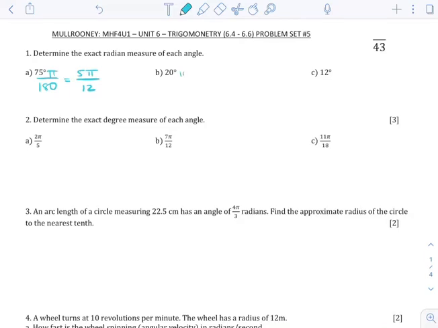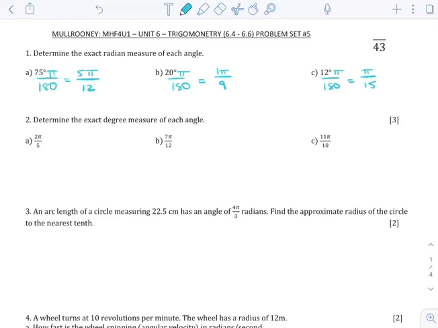Same goes for the next one. Multiply by pi over 180. Try to reduce it. Well, 20 goes into 20 once, so 1 pi, or just pi. And 20 goes into 180 9 times. So pi over 9, or 1 pi over 9. And lastly, multiply by pi over 180. Try to reduce them. We might say, well, how many times does 12 go into 12? It goes once. How many times does 12 go into 180? It goes in 15 times. So pi over 15.